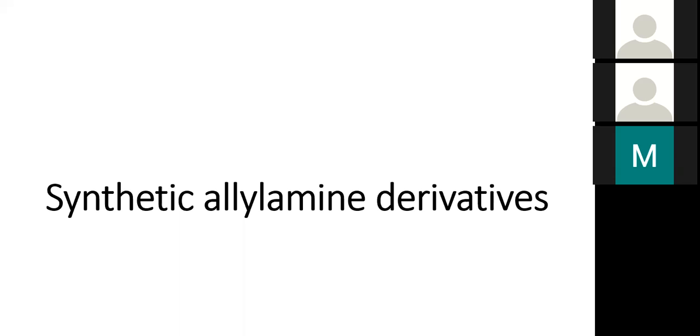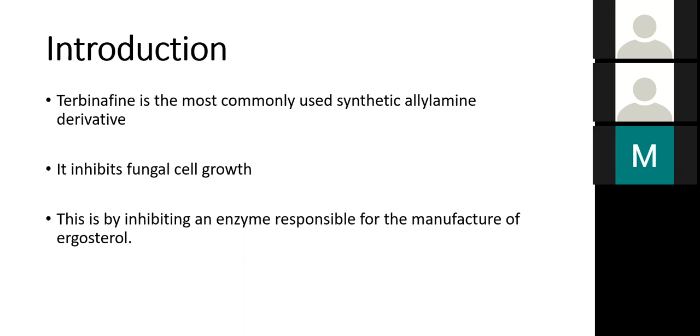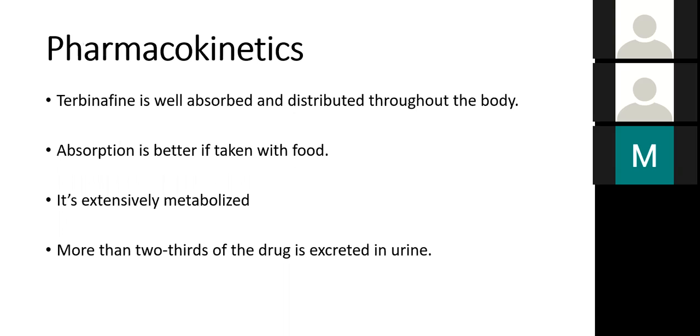The last one we'll look at is the synthetic allylamine derivatives. So the commonest is terbinafine, and it inhibits fungal cell growth by inhibiting the enzyme responsible for the manufacture of ergosterol. So you realize that a lot of these antifungals have inhibition of ergosterol as a common function. It is well absorbed. It's better when it's taken with food, similar to fluconazole. It is extensively metabolized, and a lot of the drug is excreted in the urine unchanged.